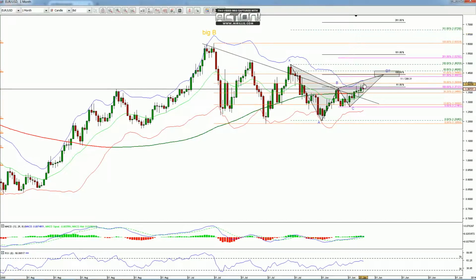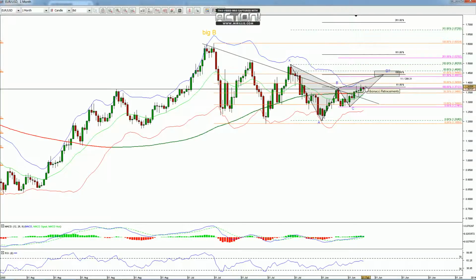Good, so the current monthly candle, this is a red candle. The market is still above the Bollinger Middle Band. It's still above the moving average 100. So this is the current situation on the monthly. I do expect that the right arm of this butterfly pattern will be completed. So these are the most important facts you should know about the monthly chart, in my opinion.